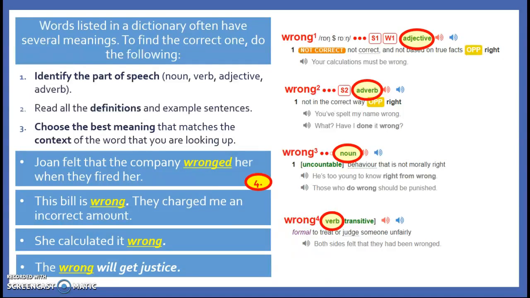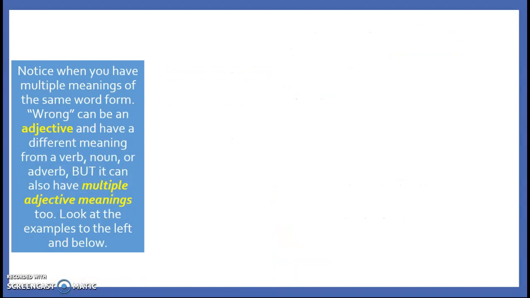It means to treat or judge someone unfairly. In the second sentence, this word is being used as an adjective, meaning incorrect. In the third sentence, the second meaning, the adverb meaning, is used here, as in it's not been done the correct way. And lastly, the last sentence uses the word wrong to mean that behavior is not morally right, a noun. Now, notice when you have multiple meanings of the same word form.